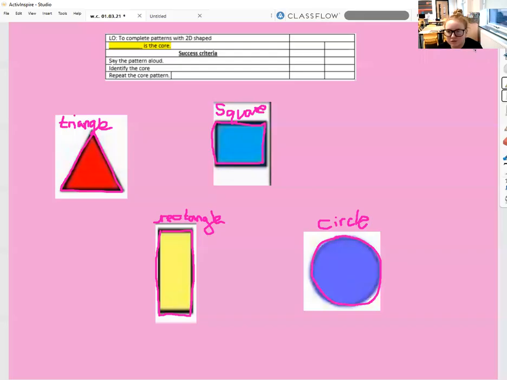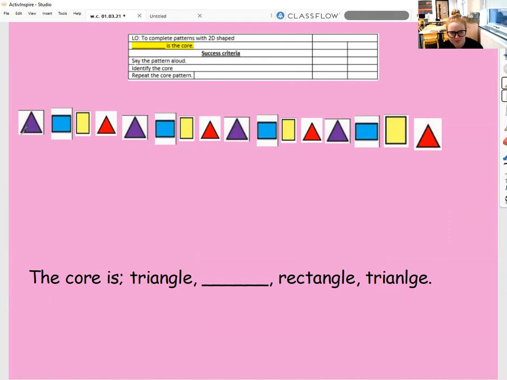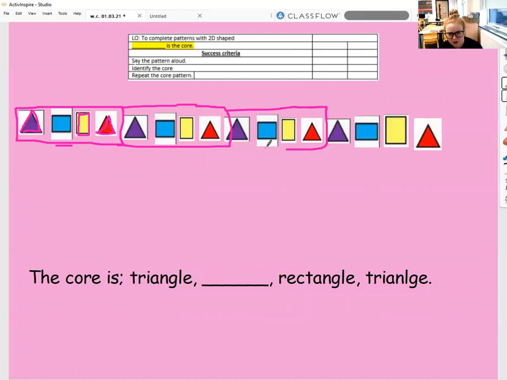Fantastic. Okay, so we were looking at pattern the other week, in shapes or shapes in a pattern. I'm just going to see if we can carry that on. So we're going to go and find the core. The core is the main part of the pattern that repeats each time. So let's find the core first. It's saying it's triangle, something, rectangle, triangle, and then we can see it starts again, because here is purple triangle, blue something, yellow rectangle, red triangle, and then it starts again. We can see that repeats each time like this. So we know that this is our core.